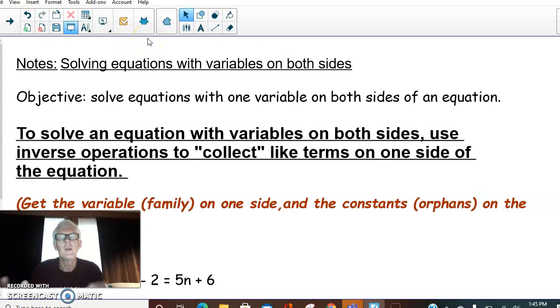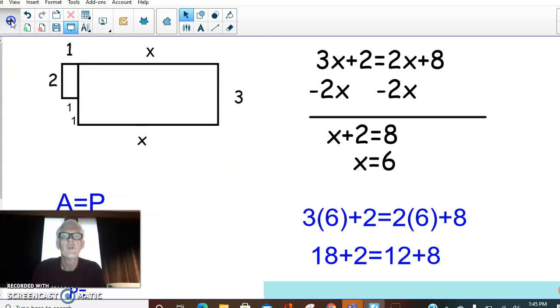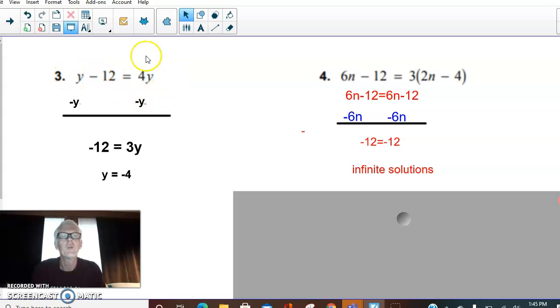The main difference from solving one-variable equations is that we just collect the variables on one side of the equal sign. Solve the equation, collecting the like terms on one side. So here are the examples. Here's the basic one: y plus 12 equals 4y.